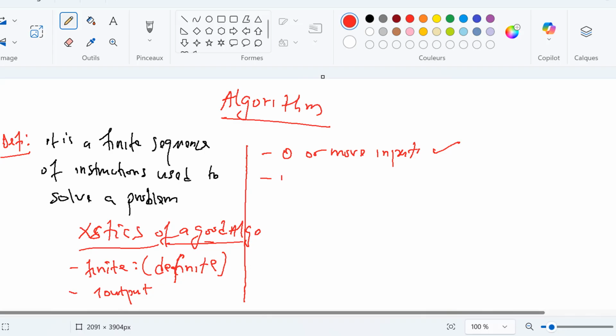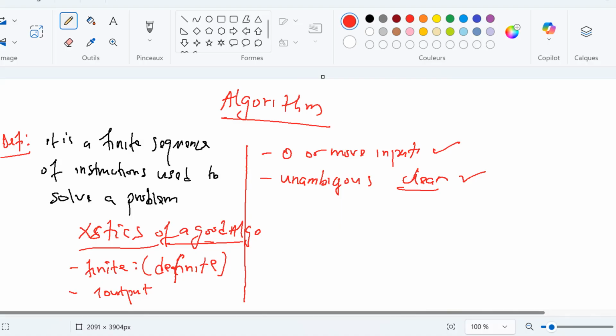A good algorithm should be unambiguous. So this one is very important. So what is the meaning of ambiguous? Ambiguous normally is an English word. When you say something is ambiguous, it simply means that the thing is not clear. So saying that a good algorithm should be unambiguous, we are simply saying that a good algorithm should be clear. Take note of that, please. A good algorithm should be clear.